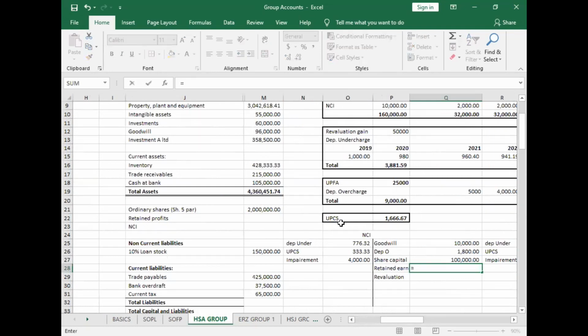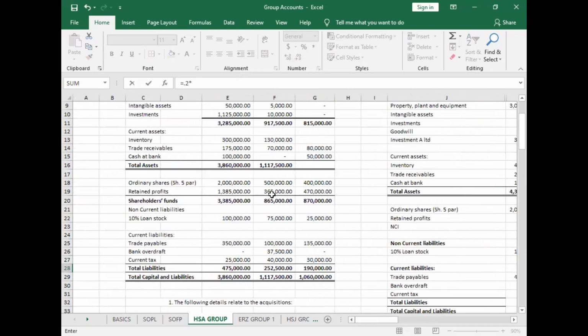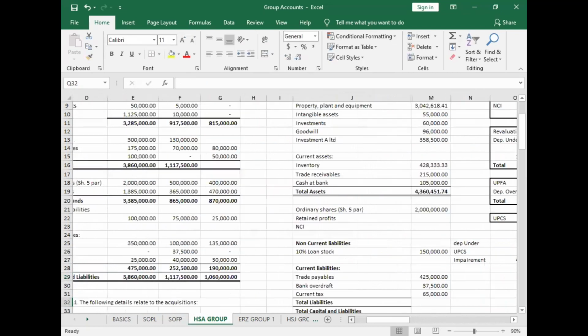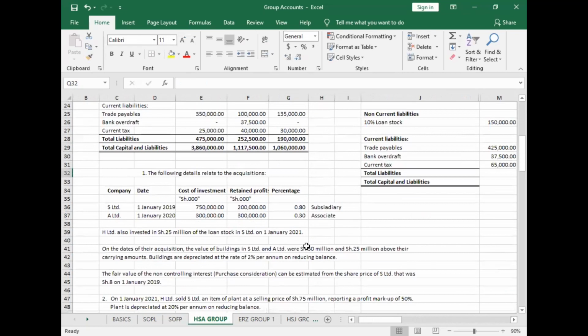Then equal 0.2, you multiply by the retained profits, the 365. Then revaluation. So remember the NCI revalued by 50,000, the 50 that was in additional information number one. Enter. The 50 here, the revaluation, this one. Then I think for NCI we've finished.